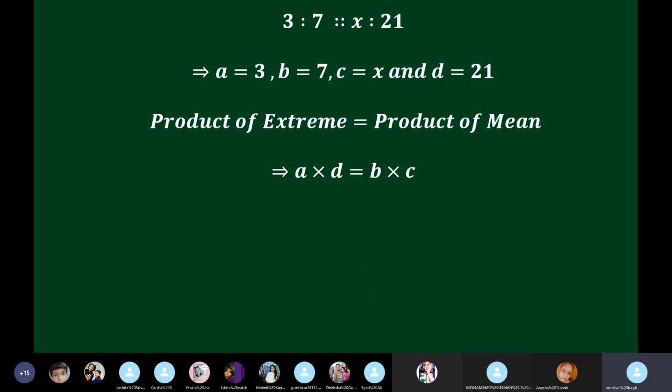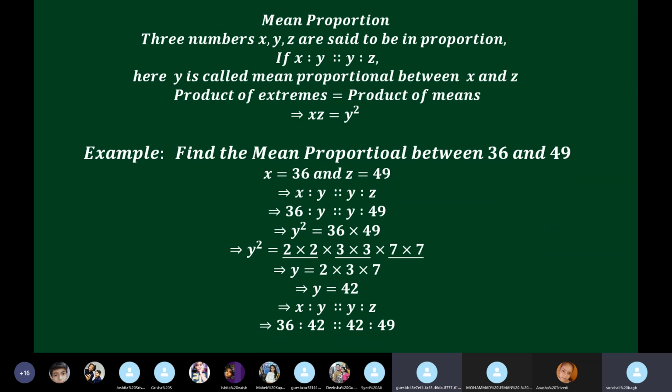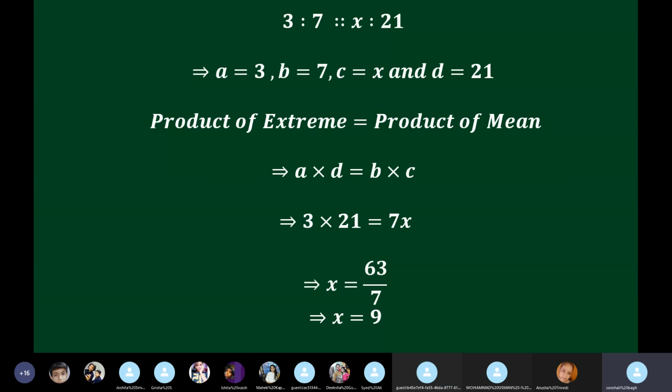So, first of all, you will write the formula: A into D is equal to B into C. That means 3 into 21 is equal to 7 into X. So can you calculate the value of X for me? Come on, you have done a lot of questions now. Ma'am, 9. Right. X is 9. So 3 is to 7 is proportional to 9 is to 21.